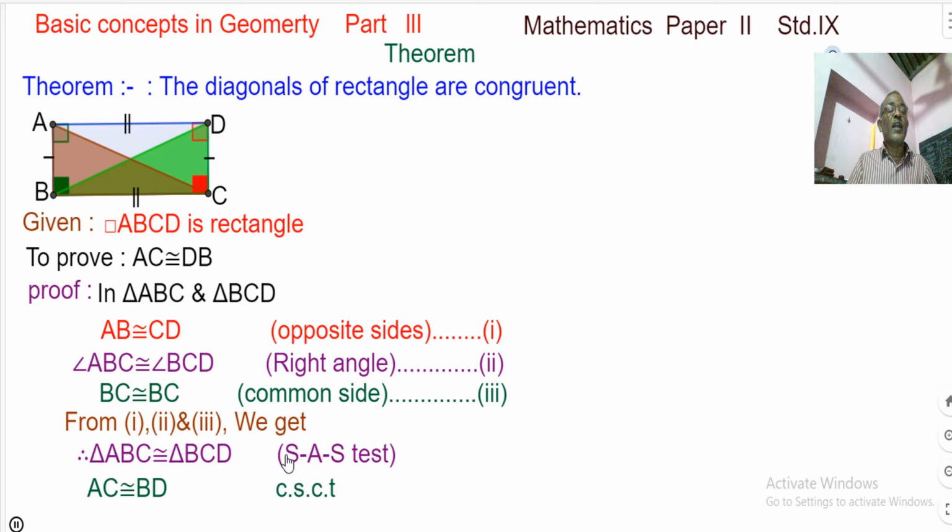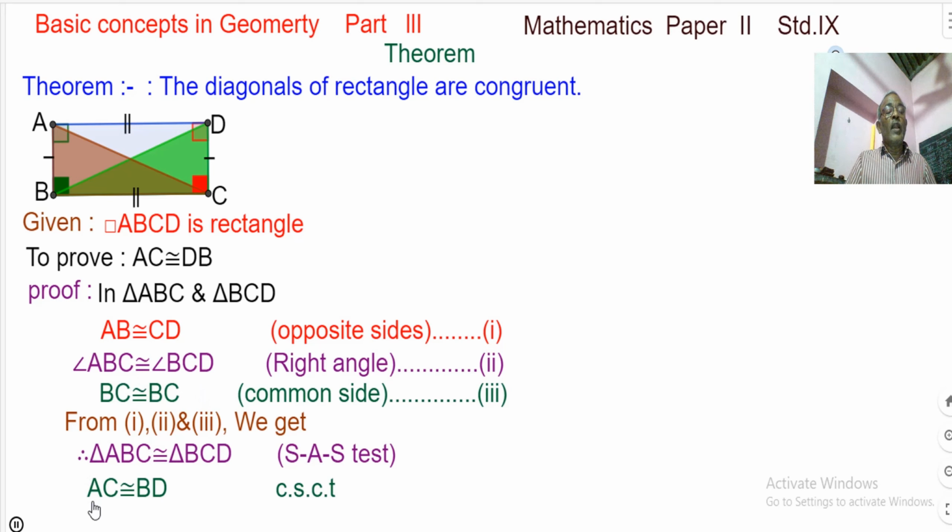Here S stands for this pair. Corresponding sides are congruent here. Angle stands for this pair of angles which are corresponding and congruent, and next S for pair of sides which are congruent.